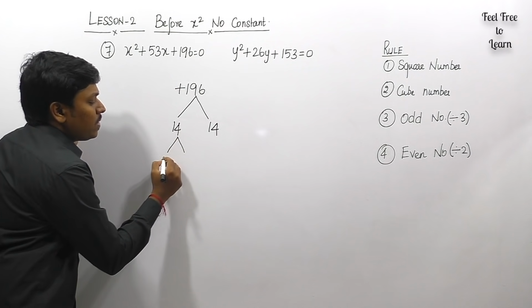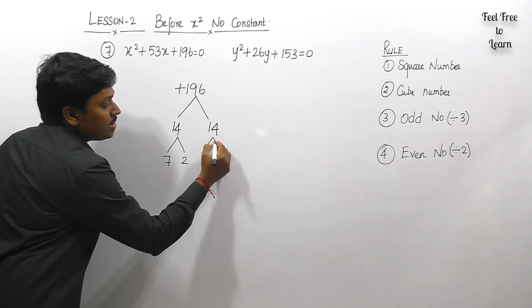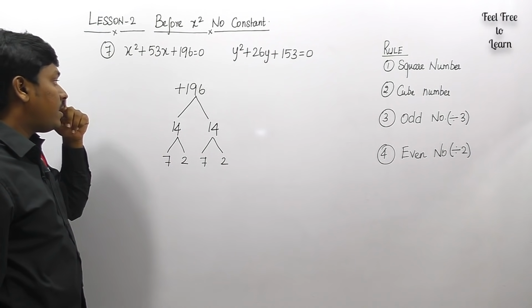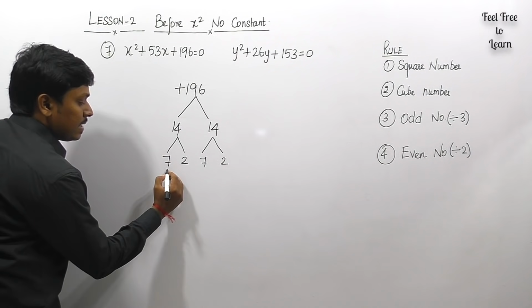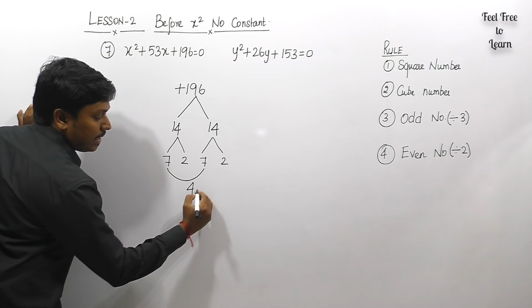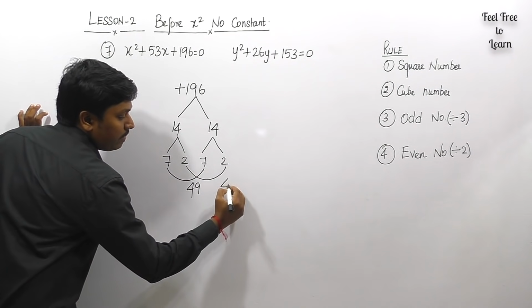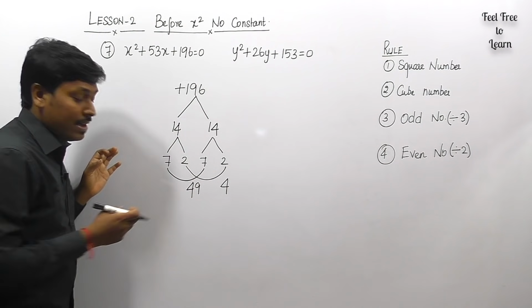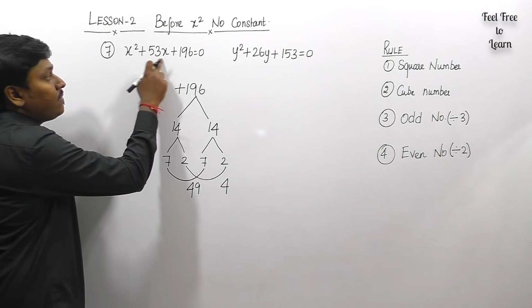Then we can split this 14 as 7 into 2. Again split this 14 as 7 into 2. And our target is to bring 53, right? So listen here friends, 7 into 7 will be 49, right? And 2 into 2 will be 4. So when we multiply both the numbers, the resultant will be 196. When we add both the numbers, the resultant will be plus 53.